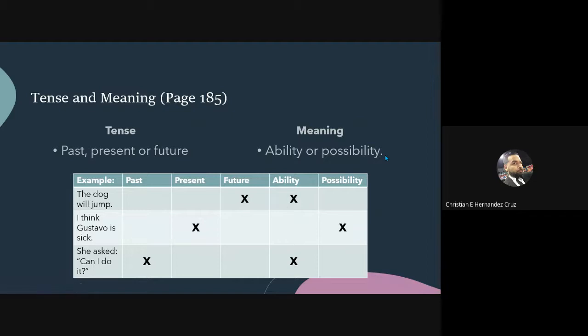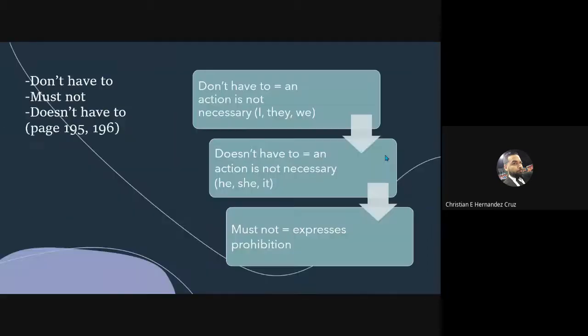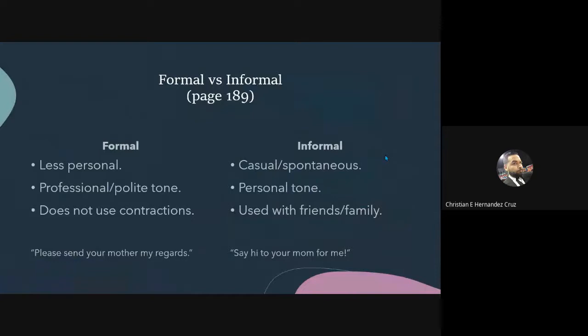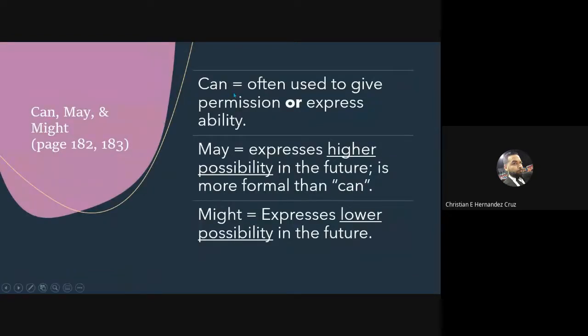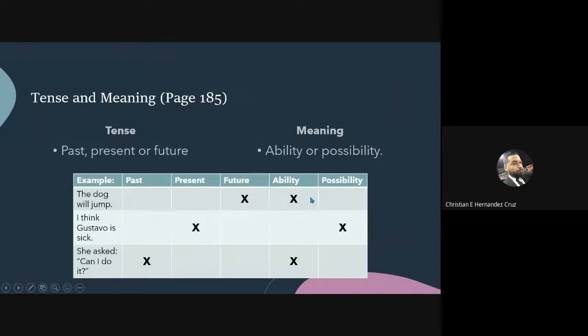Y si ustedes recuerdan, wait, hold on. Okay. Si vuelven aquí a can, may, and might, can is often used to give permission or to express ability. So si recuerdan este truquito de que si usa can, más probable está hablando de ability, entonces tienen un la.